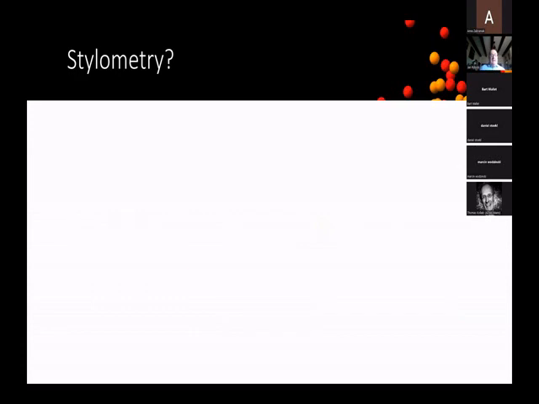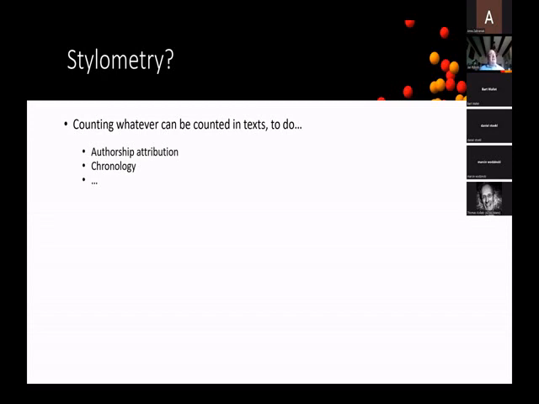So let's do some defining. Stylometry is really easy. As you can see from the etymology of the word itself, it's counting whatever can be counted in text. Now, of course, you can count dead bodies or metaphors, but you can also count very frequent words or text lengths or something.